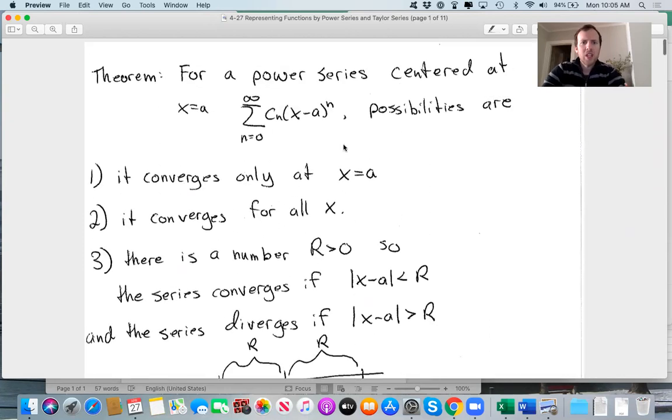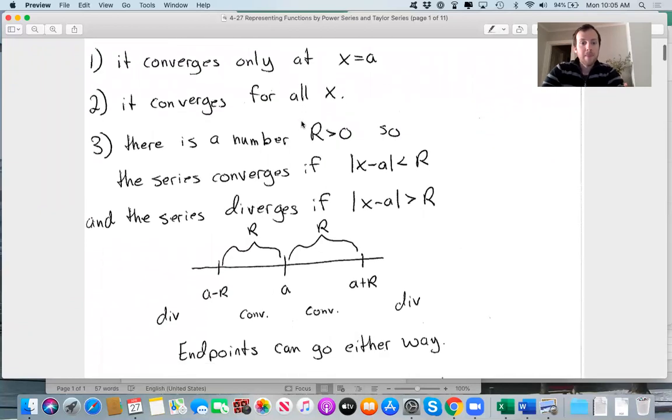And so we saw examples of checking where power series converge by using either the ratio or root test and saying, depending on which x we put in, we get a different limit from the ratio or root test. And so we can use that to set up an inequality to decide when this series converges.